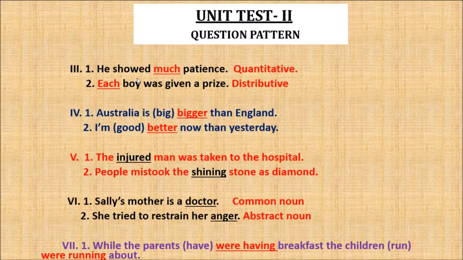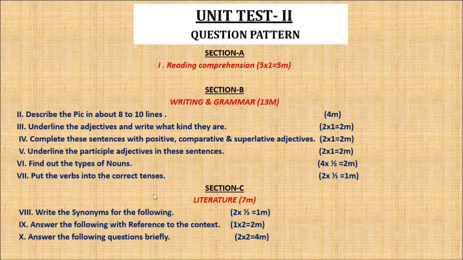Like this, we will be asking you some questions. You have to underline the adjective and answer whether it is a quantitative adjective, distributive adjective, demonstrative adjective, numerative adjective or possessive adjective. These are the kinds of adjectives we learned in the last session. You have to underline such adjectives, and beside that write the kind of adjective. This is the third Roman: underline the adjective and write what kind they are.